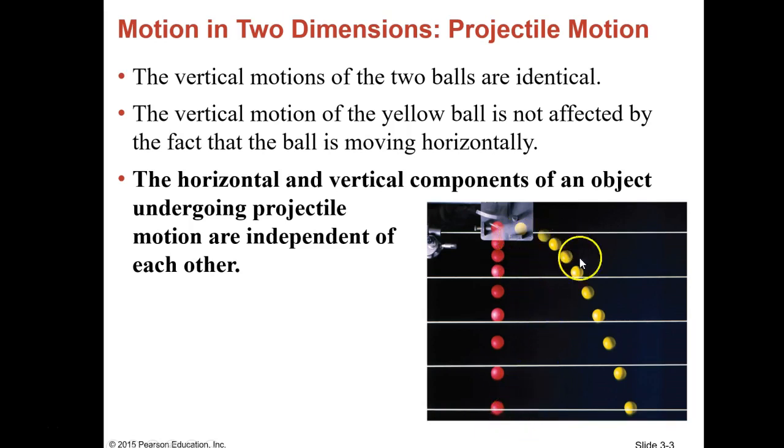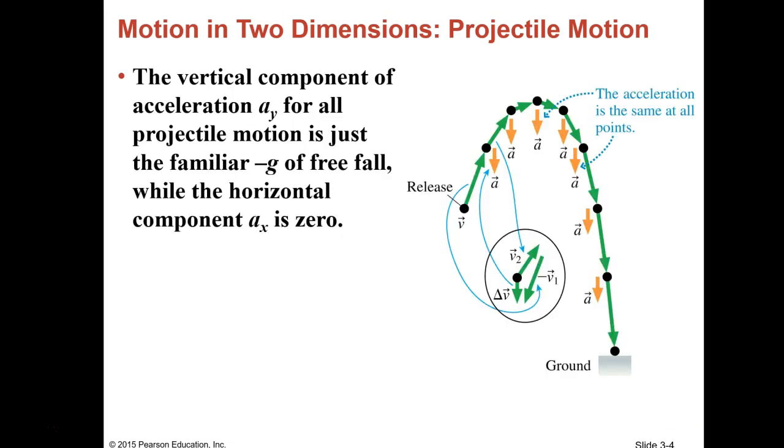Yes, the yellow ball is going to end up farther away than the red ball, but if they're dropped and launched at the exact same time, they're going to hit the ground at the exact same time. Because the only thing pulling them to the ground is gravity. The only thing accelerating them downward is gravity. And they're both accelerating downward at the same rate, 9.81 meters per second squared.